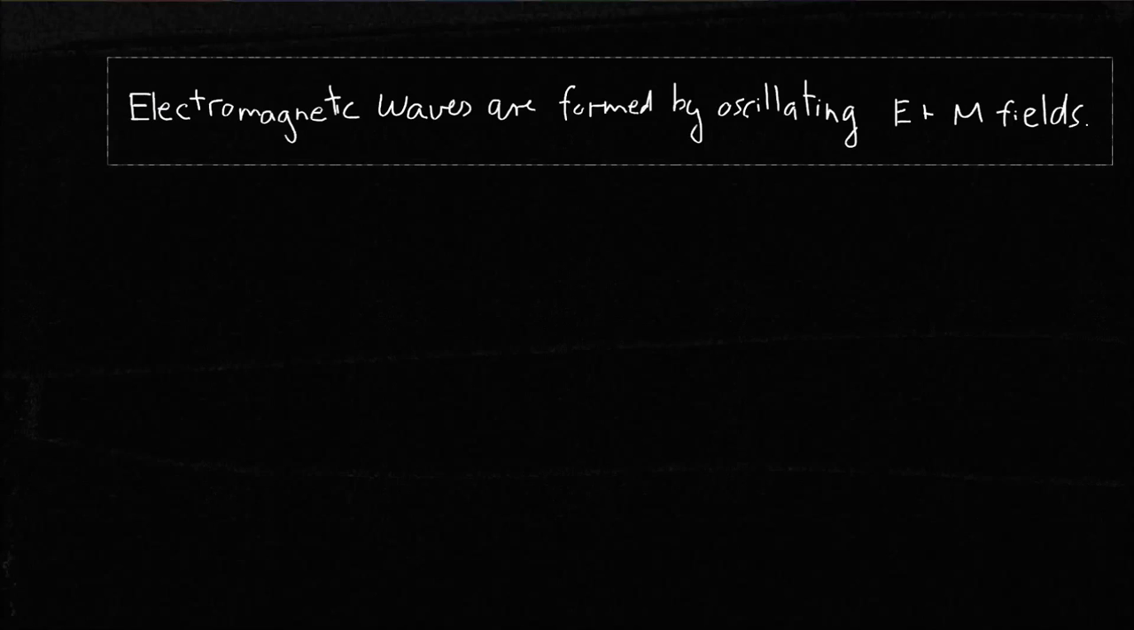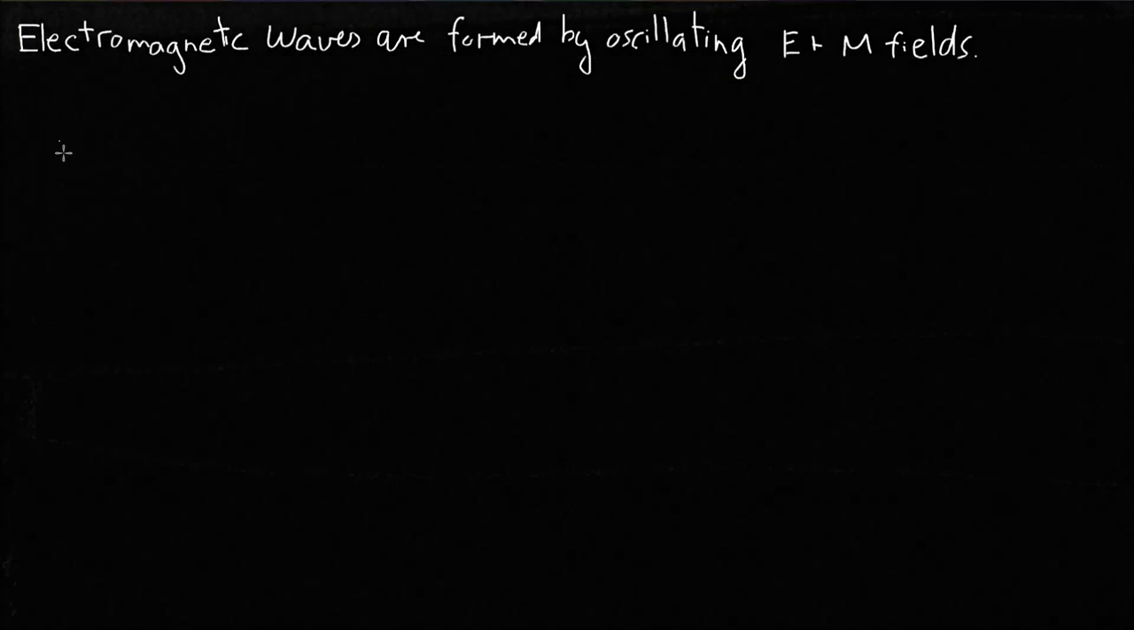So today we're going to be looking at properties of electromagnetic waves. We've got a few to get through, and the first is that electromagnetic waves are formed from oscillating electric and magnetic fields. You know from previous work what electric fields and magnetic fields are. Electric fields are the ones from electrostatics, static electricity, and magnetic fields are from magnets.